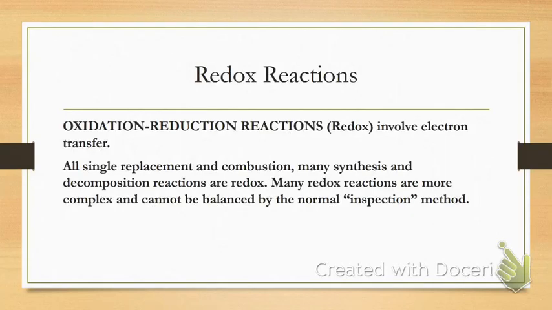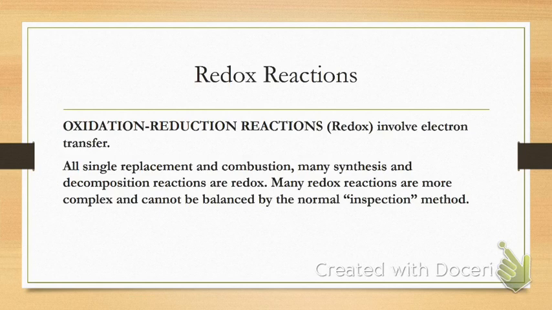So, redox reaction stands for oxidation reduction, but redox for short. Remember, we are transferring electrons in a redox reaction. So they're not sharing, they're transferring outright their electrons. All single replacement, combustion, many synthesis, and decompositions are redox reactions. Okay, many redox are more complex, and we can't just balance them by looking at them.